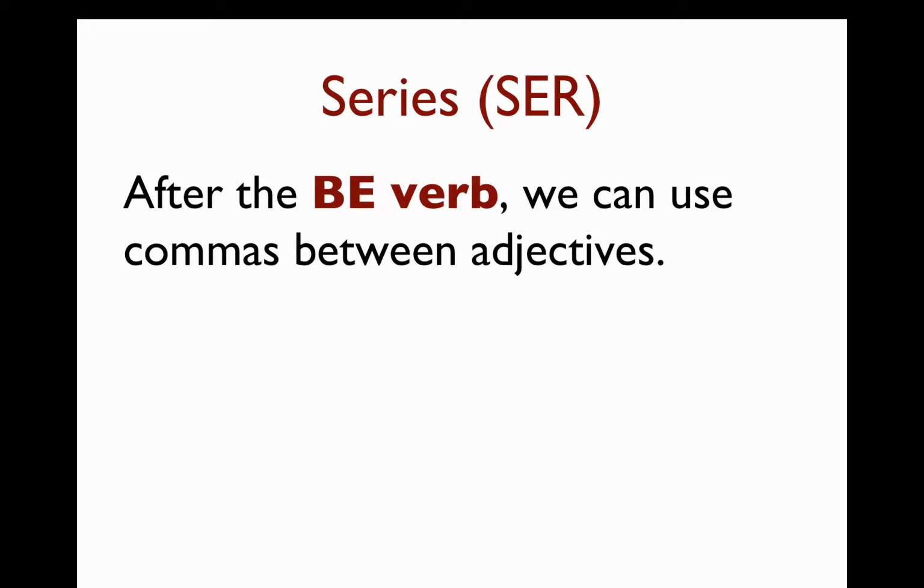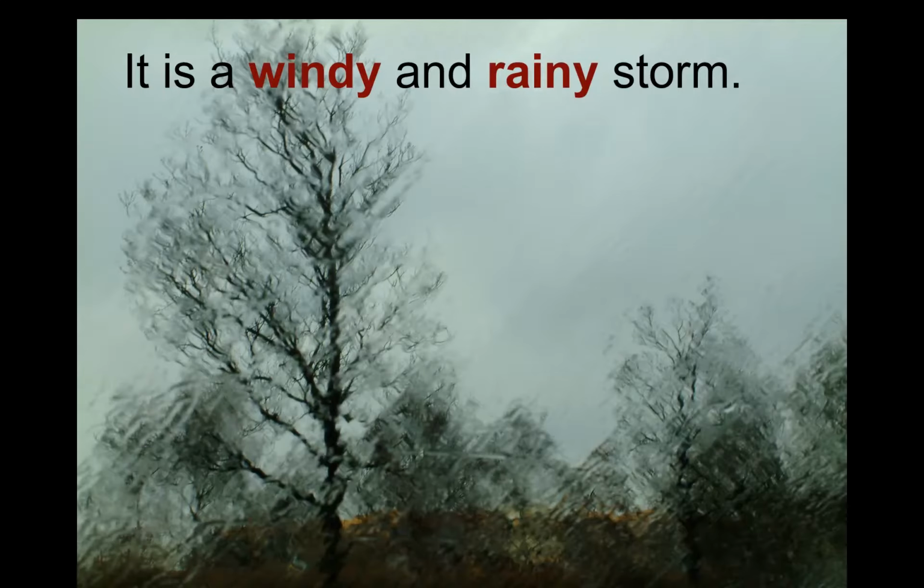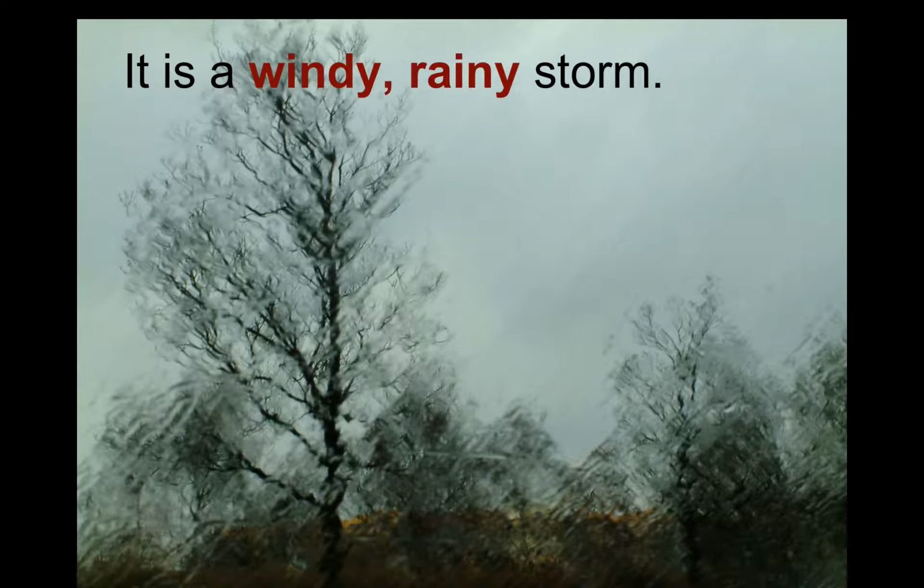Also, be verbs are important. So after the be verb, we can use commas between adjectives. So we have, it is a windy and rainy storm. We have it is a windy, rainy storm. Or we can flip them. It is a rainy, windy storm.